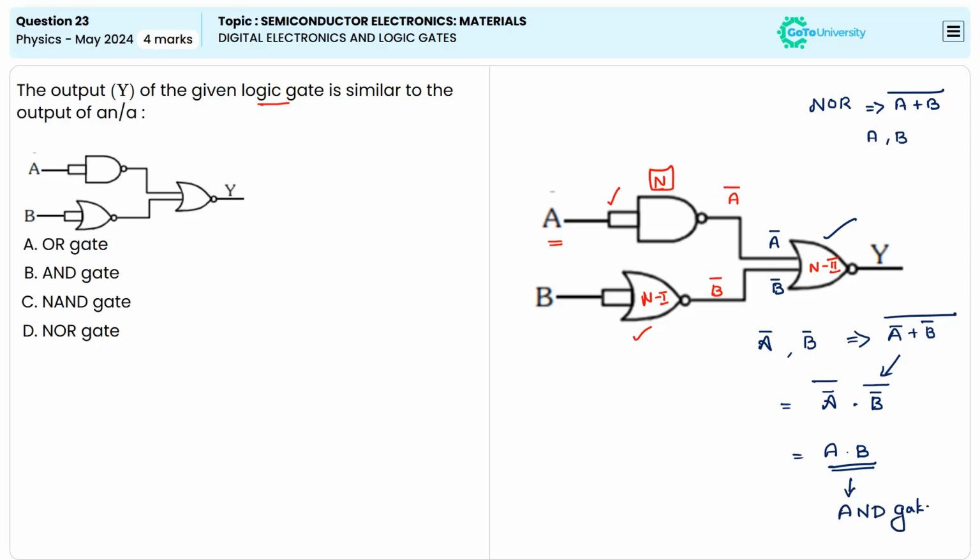So here we can say the logic gate will have an output same as an AND gate. So the correct answer here is option B.